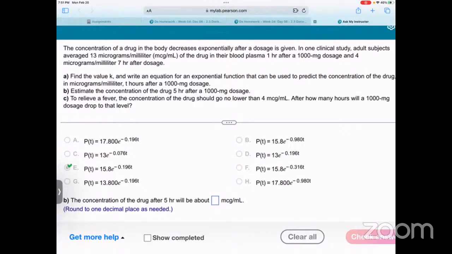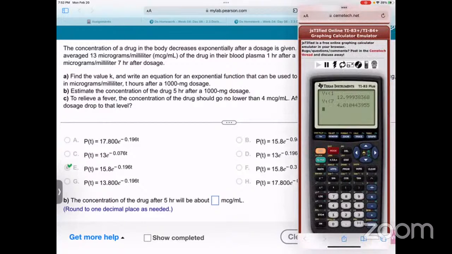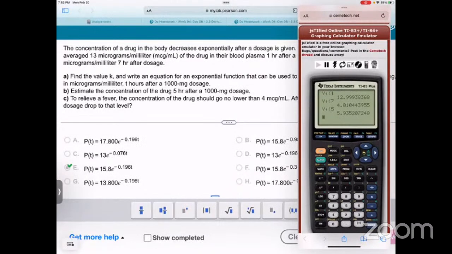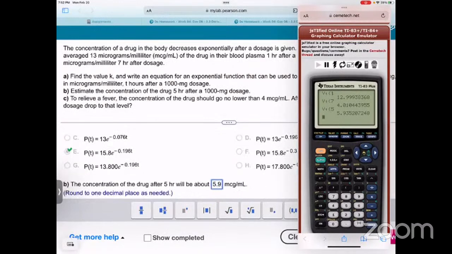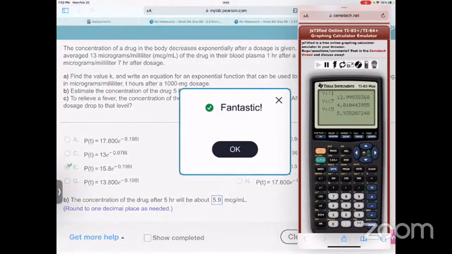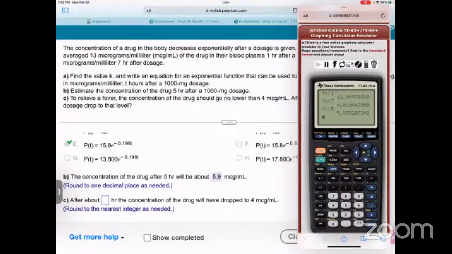So then let T be 5. So 1 decimal place, 5.9. Okay. After how many hours will it have dropped to 4? So basically we set P to 4. We set it equal to 4 and solve.